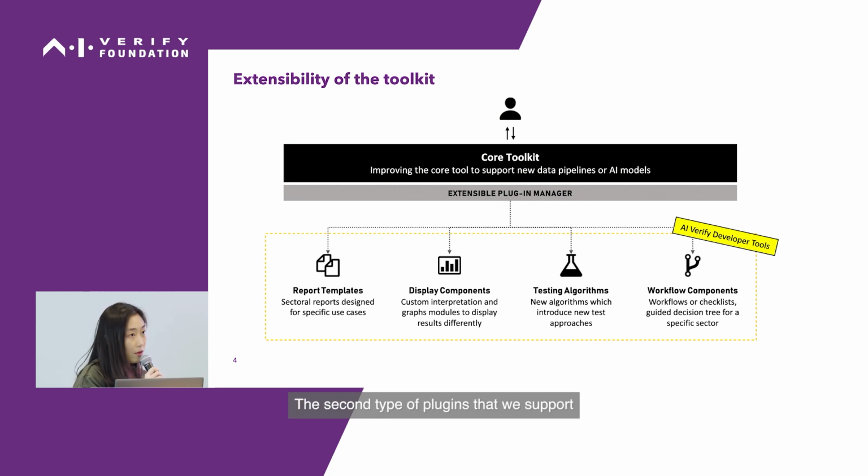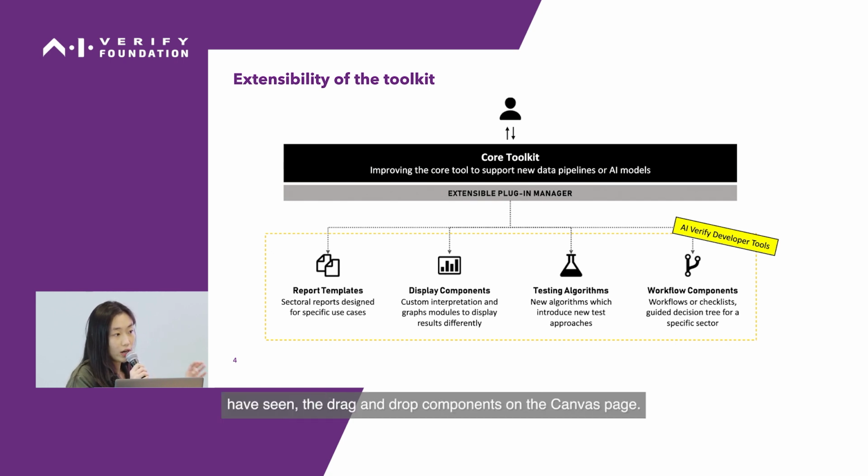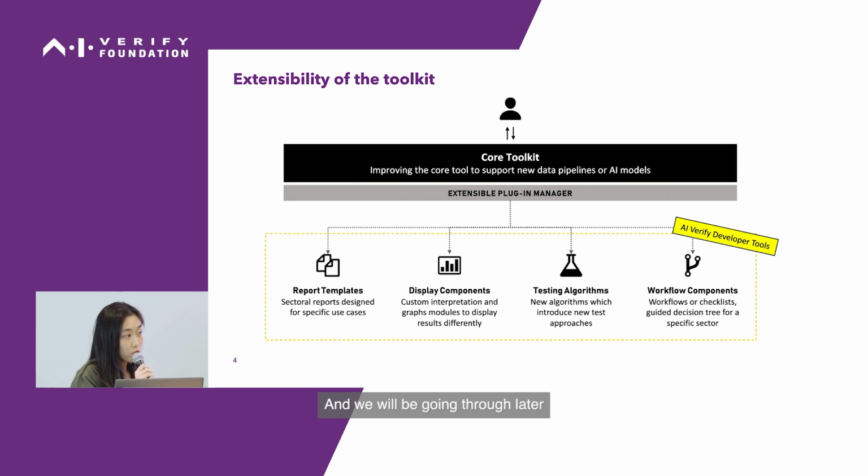The second type of plugins that we support are display components. These are the widgets that you have seen, the drag and drop components on the canvas page. These are also a type of plugin component, and we will be going through later on how to build these display components. Third, we also have testing algorithms. These are the real science behind all these technical tests.